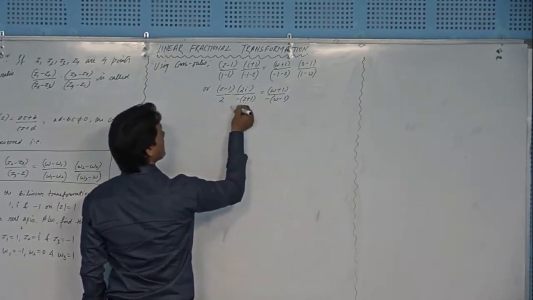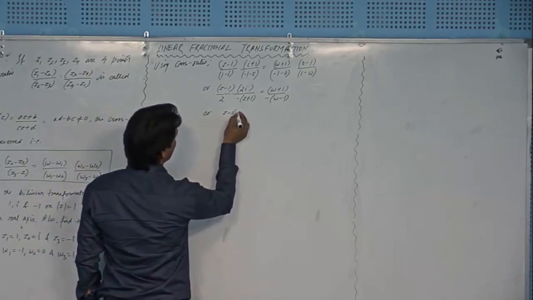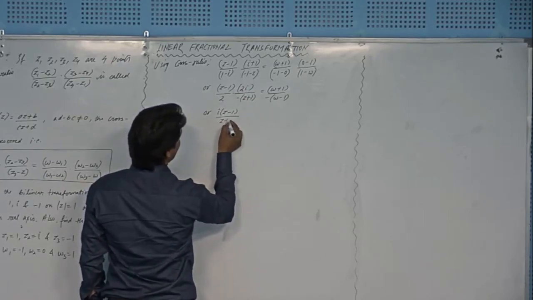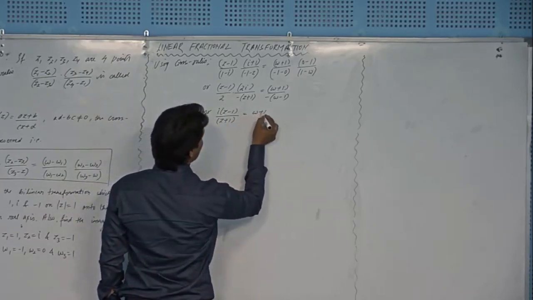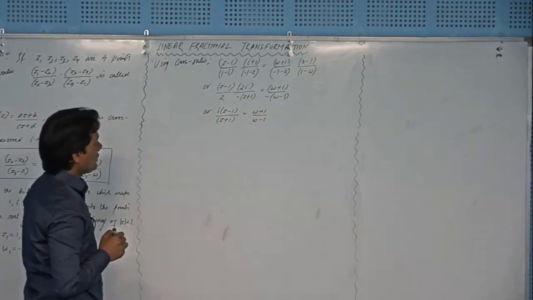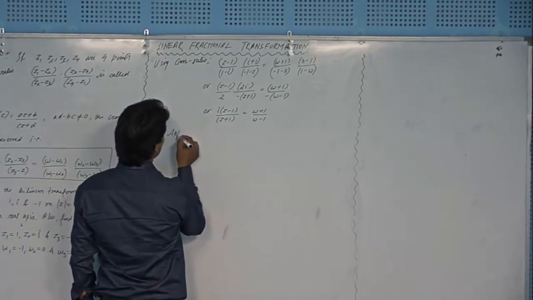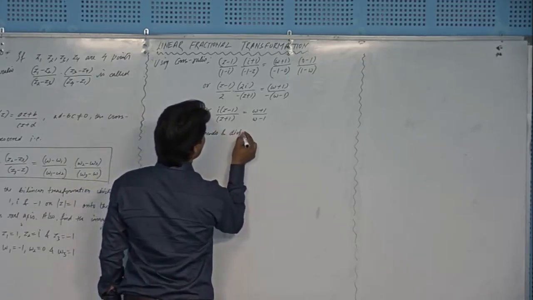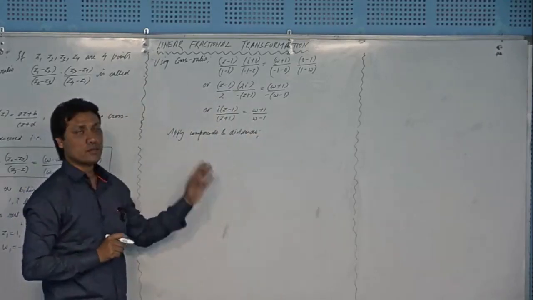So ultimately this minus and minus will be cancelled, right? Or I will be having z minus 1, and iota is also here, right? So iota over z plus 1, 2 and 2 is cancelled, minus minus is also cancelled, equal to w plus 1 over w minus 1, right? Now I will apply componendo and dividendo in order to obtain w in terms of z, right? Or you can just cross multiply them and then express w in terms of z.